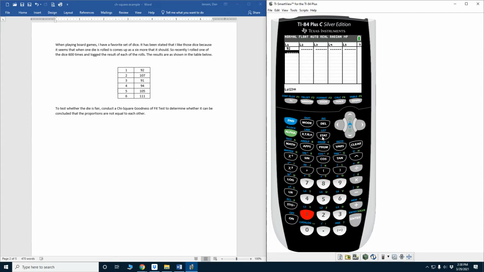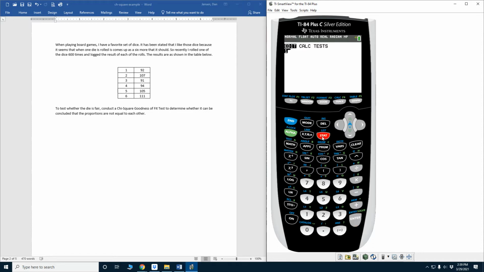My observed values are 92, 107, 91, 94, 105, and 111. Those are the observed values. And in L2, I'm going to put in my expected counts. So if I roll the die, I'm not going to put in the probability for the calculator. I'm going to put in the expected counts. If I roll the die 600 times and the probability is 1 out of 6 to get a 1, 2, 3, 4, 5, 6, I would have expected to get each number approximately 100 times. So those are my expected values.